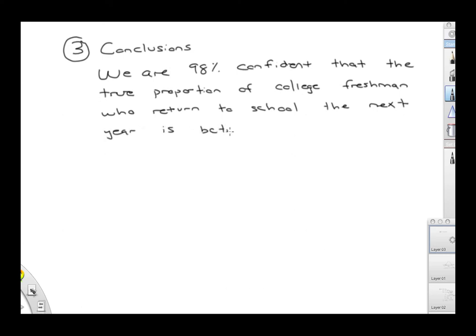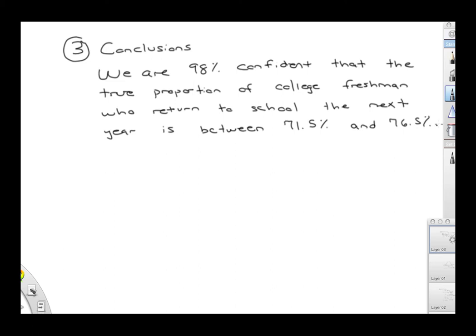is between, and what I'm talking about when I'm saying the true proportion here is P, but we don't know what P is. That's why we did a confidence interval in the first place, to get an estimate. And we're going to see in part D what 98% confidence means. So is between, according to our confidence interval, 71.5% and 76.5%. Okay. So we're 98% confident that the true proportion of college freshmen who return to school the next year is between 71.5% and 76.5%.